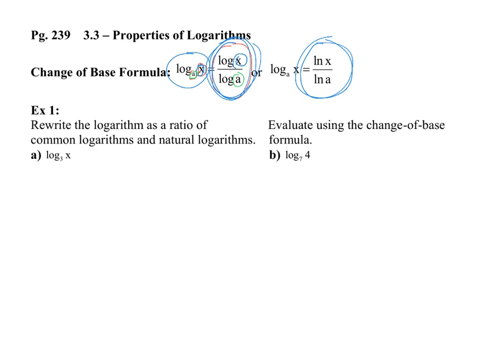All right, example 1. Rewrite the logarithm as a ratio of common logarithms and natural logarithms. Okay, so as we said before, we have log of x. All right, now it's base 10 over log of what? What's the base here? 3. All right, and you could just as well use natural log, and you'll still get the same result.